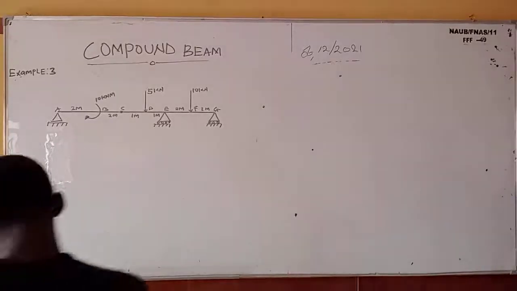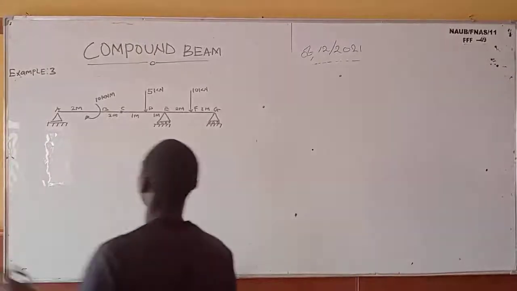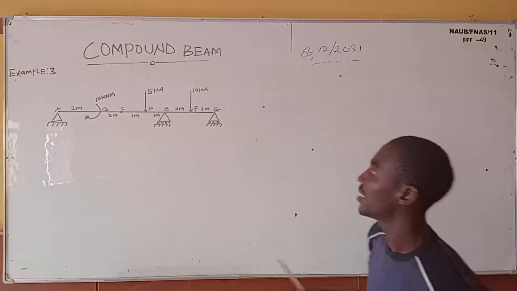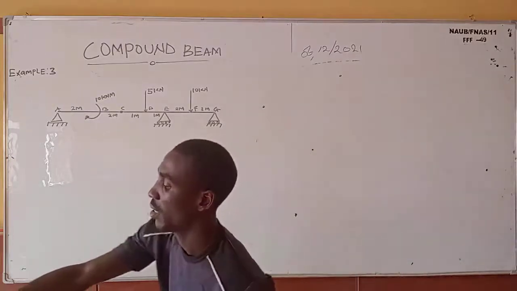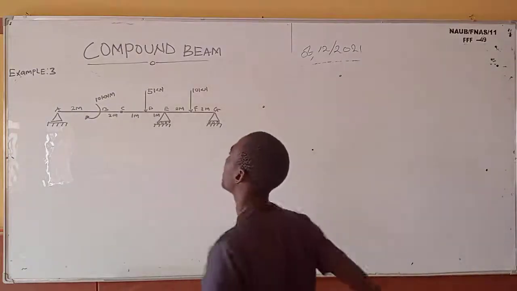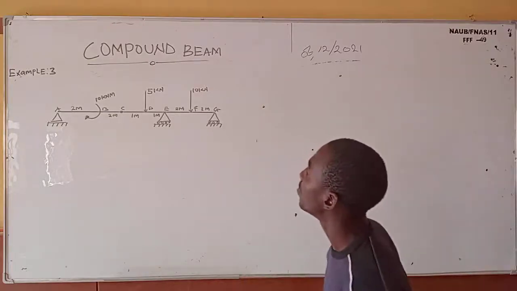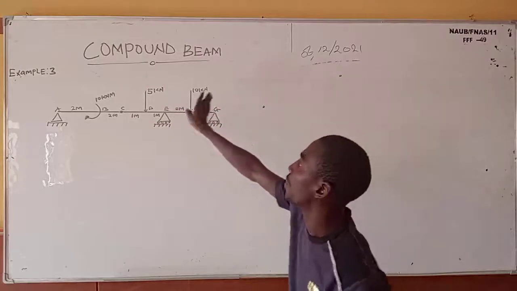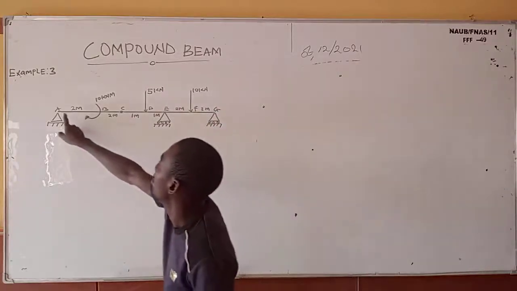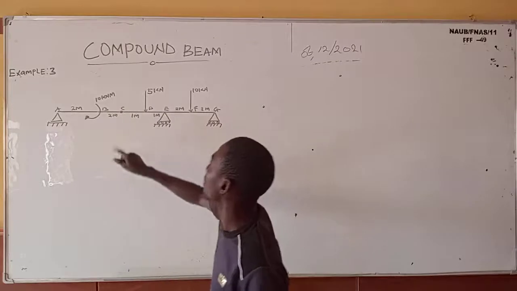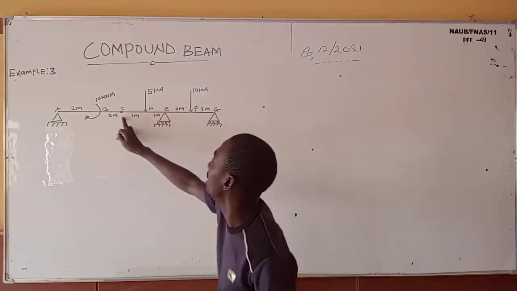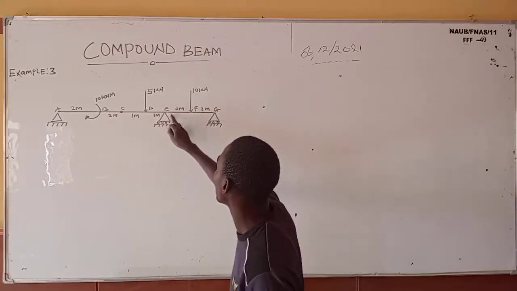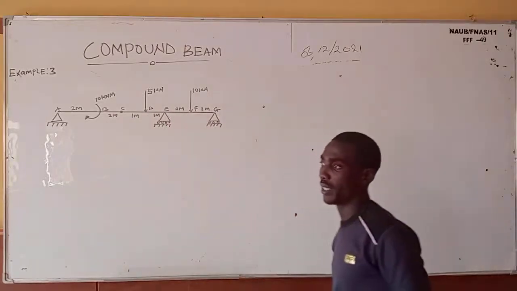Okay, we are now on example number 3. We are having a moment, which is 10 kilonewton meter. We are having an inch. Then we are having a point load. The distance between here and here is 2 meters. The distance between B and C is 2 meters. The distance between here and here is 1 meter, 1 meter, 2 meter, 2 meter.